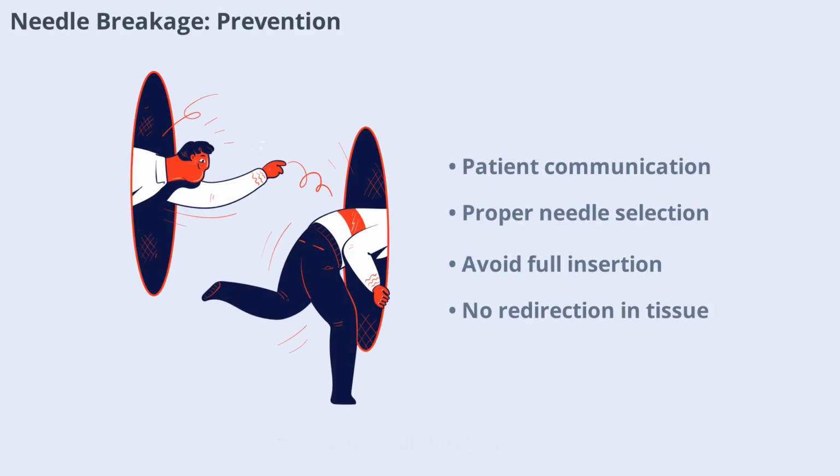To prevent needle breakage, inform patients about the procedure to minimize sudden movements. Use appropriate gauge needles, such as 25 gauge for deep nerve blocks, and never insert the needle completely to the hub. Avoid redirecting needles once embedded in tissue, and always use high-quality needles. These precautions help ensure safe and effective anesthesia administration.